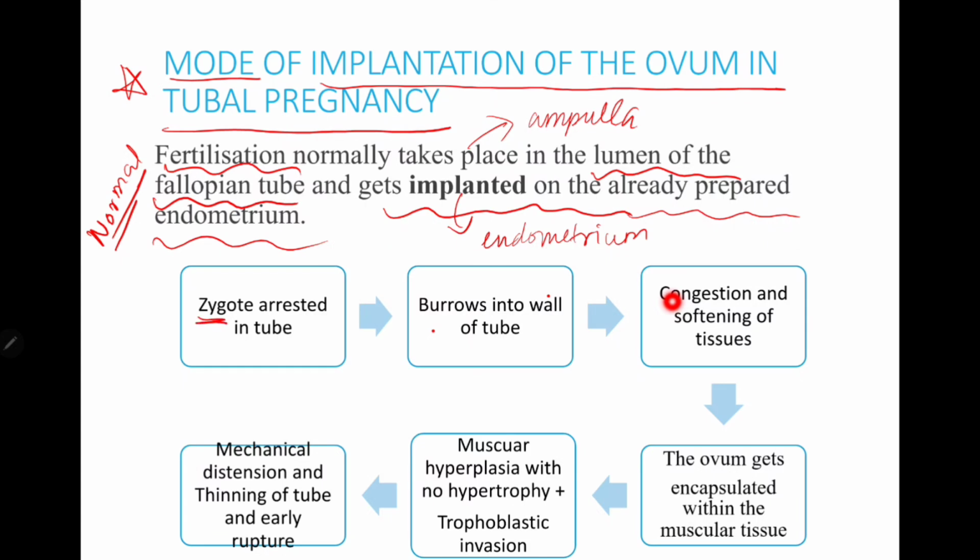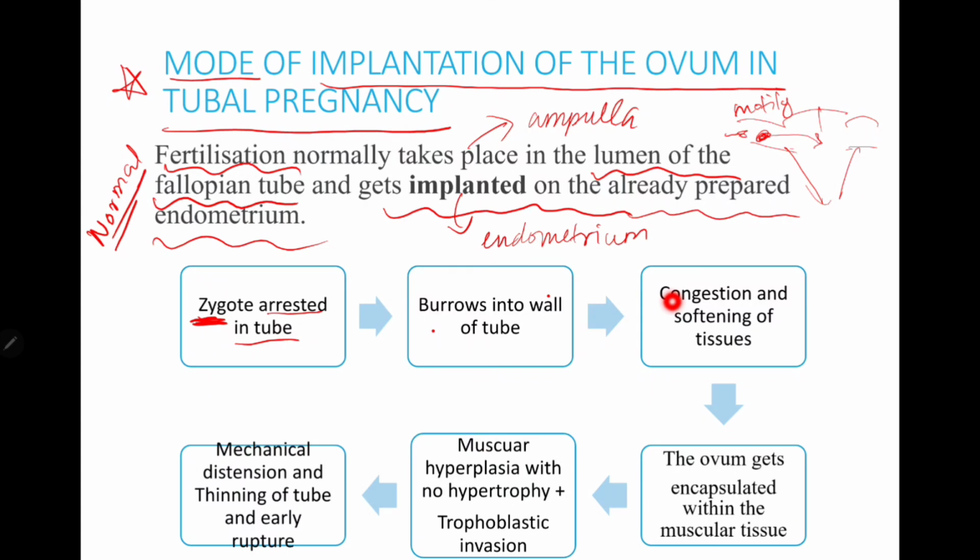Now the zygote is going to be arrested in the tube. Say suppose, for this implantation to occur, see what is fertilization? Sperm and ovum get fertilized into a zygote. Now this is going to occur in the ampulla part of the tube. Now this is the zygote. For this zygote to get implanted over here, you need motility, okay, and this motility is given by the sperms, right?